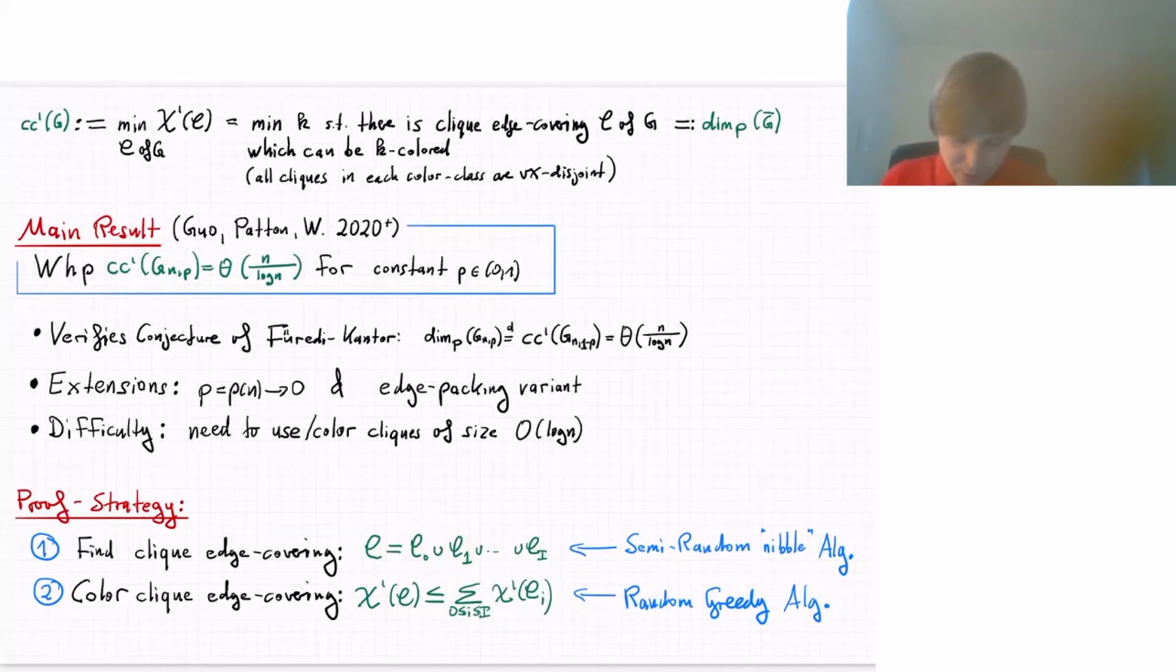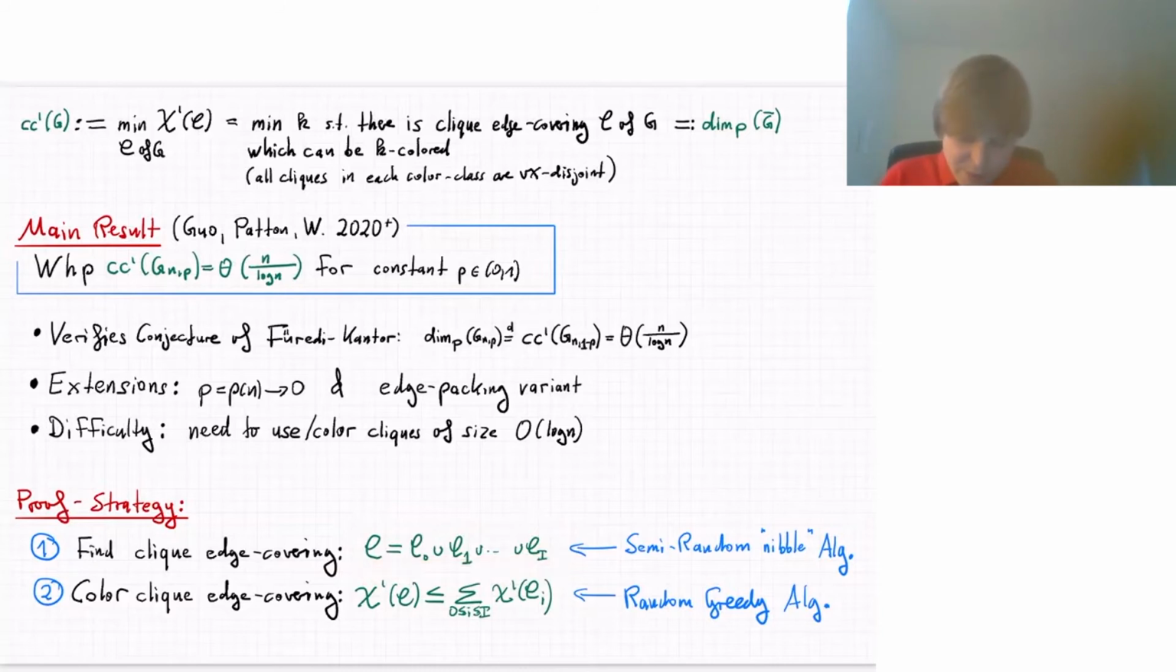Okay. For the purpose of what I'm going to discuss in the talk today, this first part has some strong similarities with the argument of Frieze and Reed, who were looking at the size of the clique edge covering. But when you look at packings instead of coverings, you then need to modify this part further to make sure that really everything is disjoint. Okay, so we first find this clique edge covering using the semi-random nibble type argument.